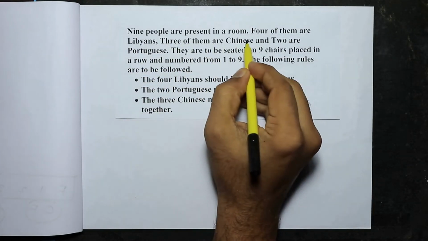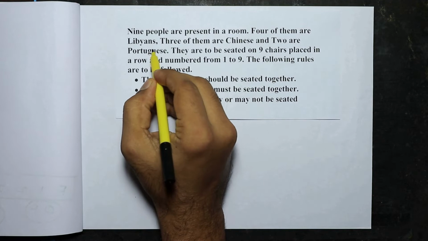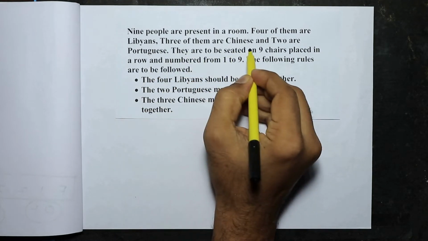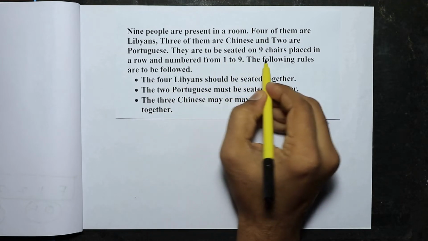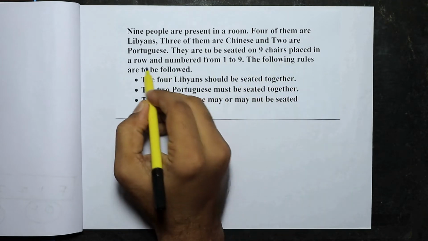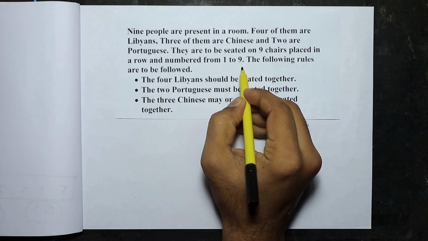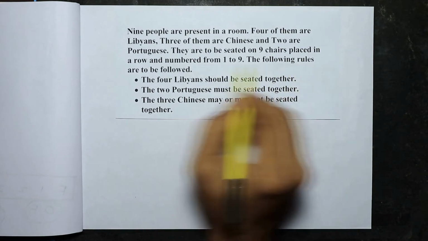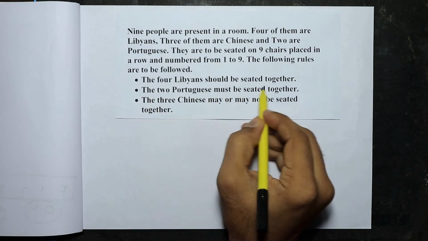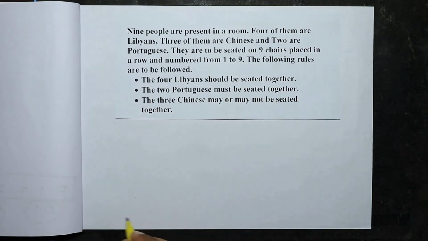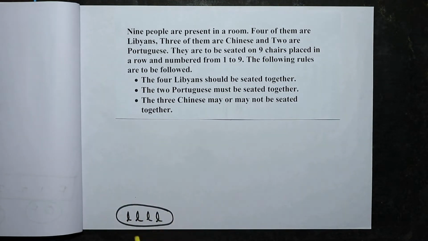9 people are present in a room. 4 of them are Libyans, 3 of them are Chinese, and 2 are Portuguese. They are to be seated on 9 chairs, placed in a row and numbered from 1 to 9. The following rules are to be followed. The 4 Libyans should be seated together. I'll just draw it like this.